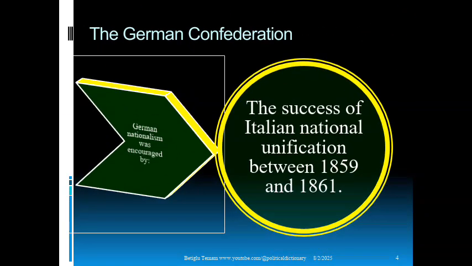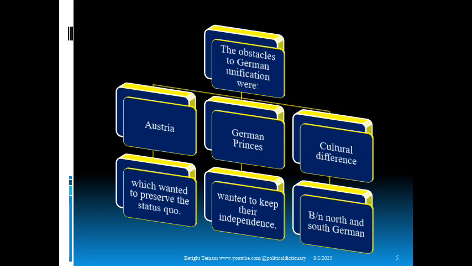German nationalism was encouraged by the success of Italian national unification between 1859 and 1861. The obstacles to German unification were Austria, which wanted to preserve the status quo, the German princes who wanted to keep their independence, and the cultural differences between North and South Germany.